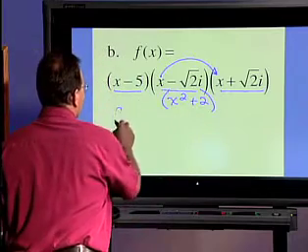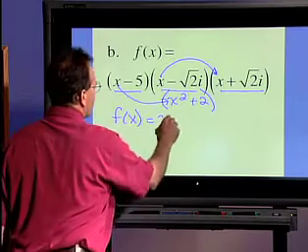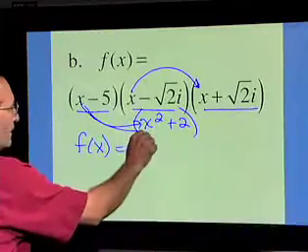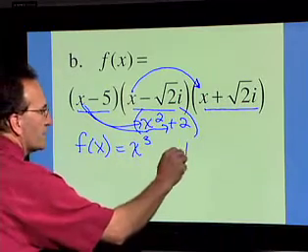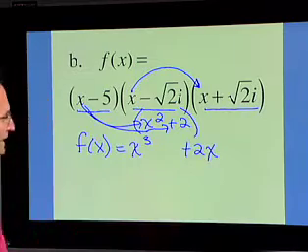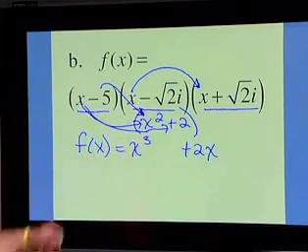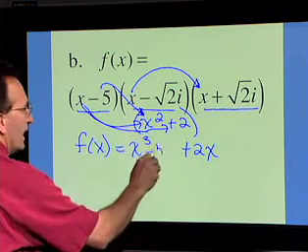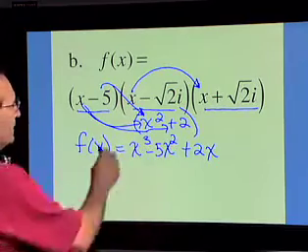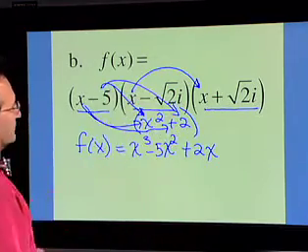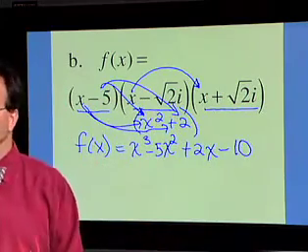All right, so that gives us f of x is equal to x times x squared gives me x cubed. x times 2 is going to give me plus 2x, but I'm going to put it over here because I recognize that when I come back and multiply the 5 into this set of parentheses, I get negative 5x squared. And that way I've put it in descending order. And then finally, the minus 5 times the 2 gives me negative 10. So that's my function in standard form.